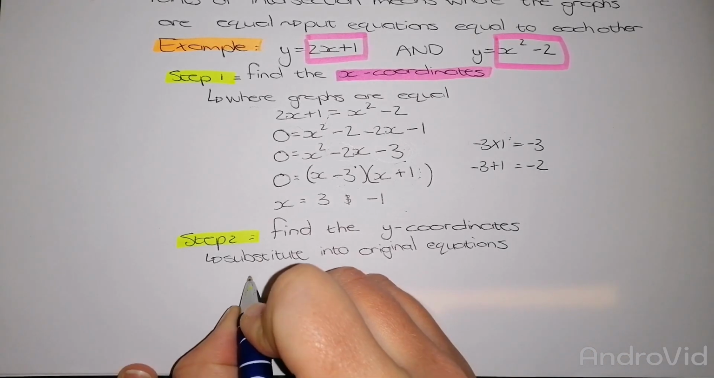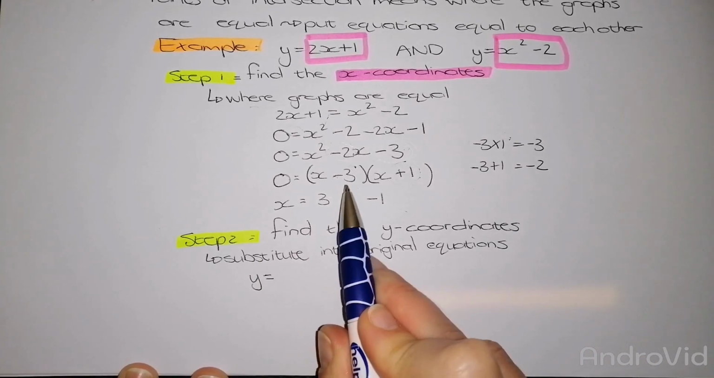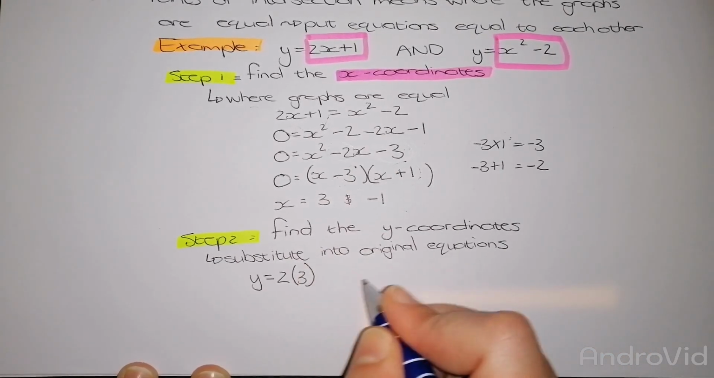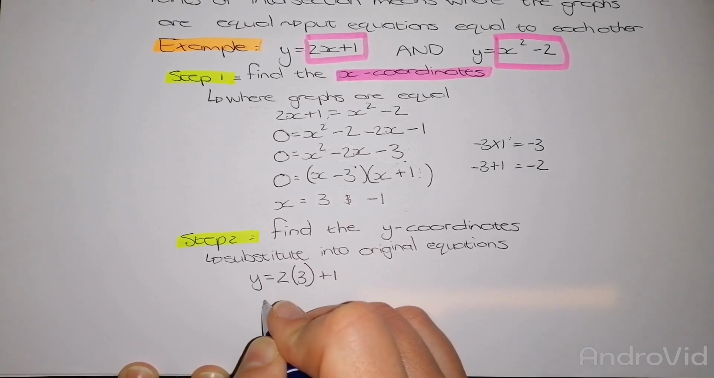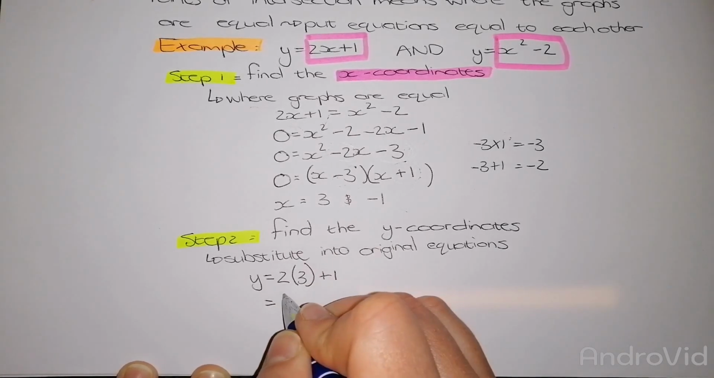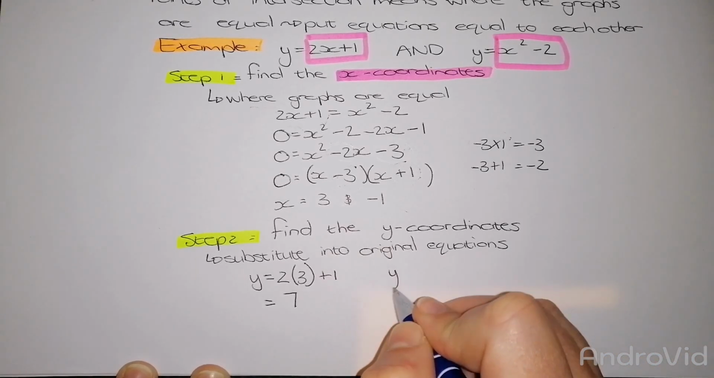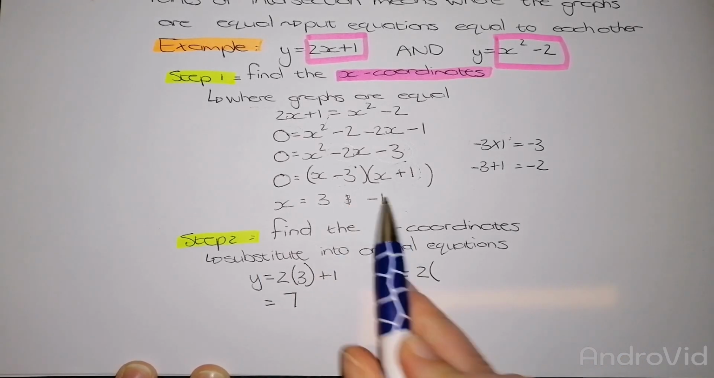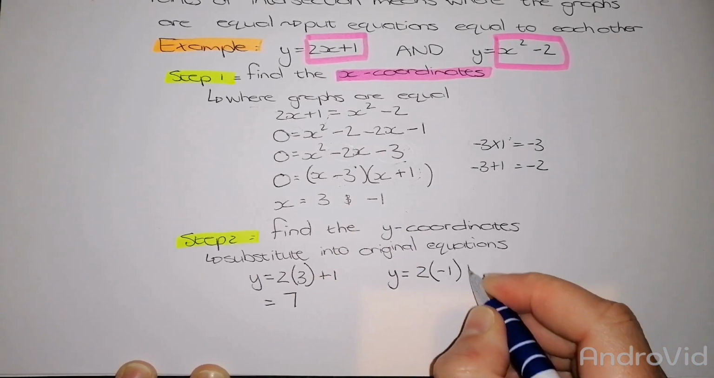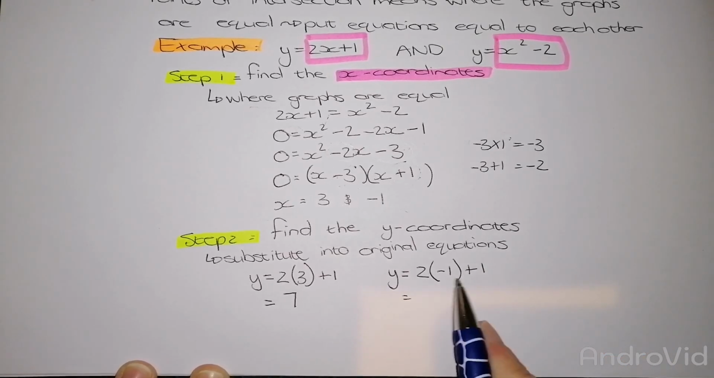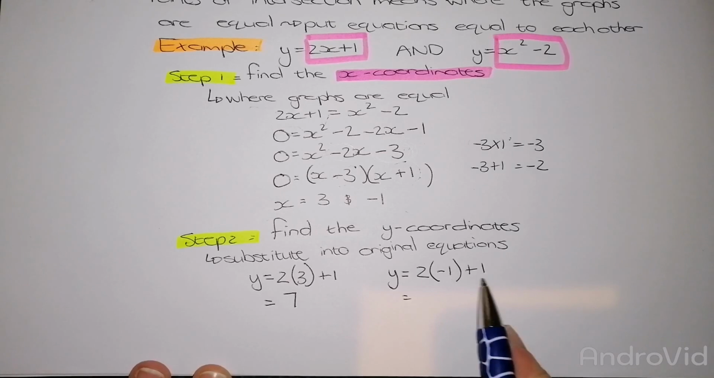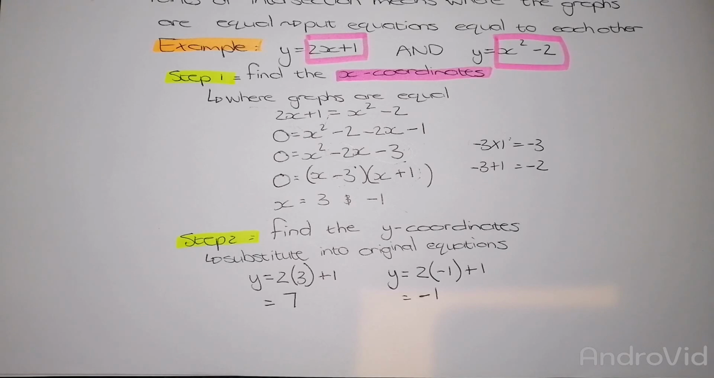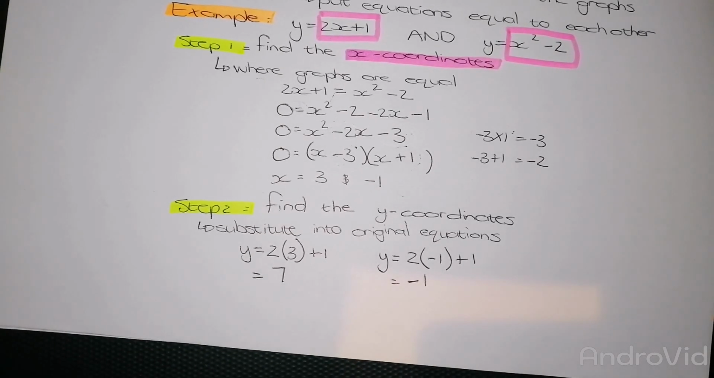So for me to find a y, I need to substitute first of all the 3 into that equation. So I'm going to have 2 times 3 plus 1. 2 times 3 is 6 plus 1 is 7. The second one is y is equal to 2. Using the same equation, just a different x value, substitute negative 1 in there, plus 1. 2 multiplied by -1 is -2, plus 1 is -1. Now I have my x values as well as my y values.